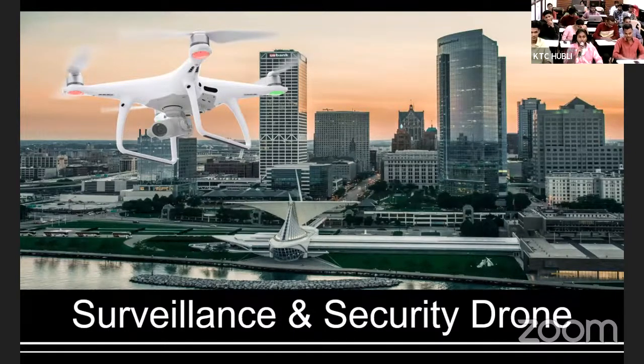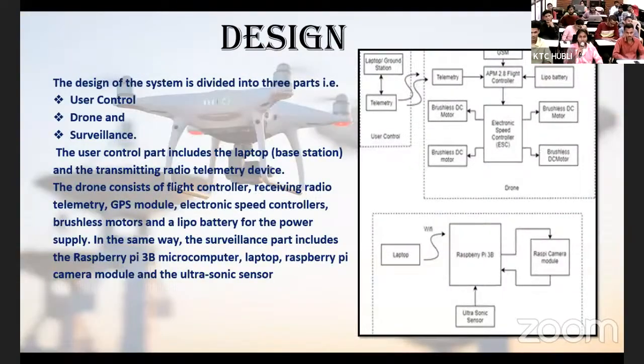We are presenting a topic on surveillance and security drone. Mainly, the design of the drone consists of three parts, that is user control, drone, and surveillance. The user control part includes the laptop, that is the base station, and the transmitting radio telemetry device. This figure shows the architecture of the drone.